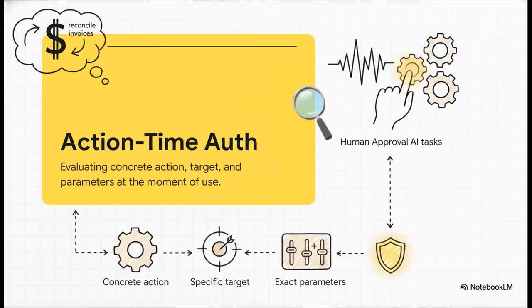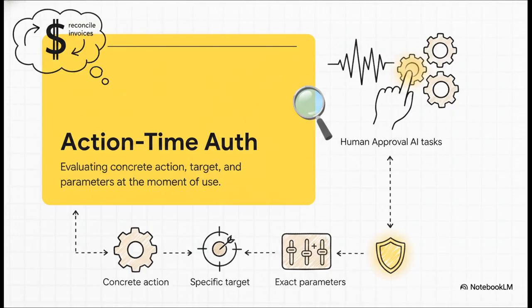Moving on to the third capability, action-time auth. When a human approves an AI task, let's say something broad like reconcile these Q3 invoices, that mission is approved way before the individual API calls to your accounting software even exist. Action-time auth bridges that gap. Using standards like AuthZEN, it mandates that we evaluate the concrete action, the specific database target, and the exact parameters at the exact millisecond the agent reaches for a tool.